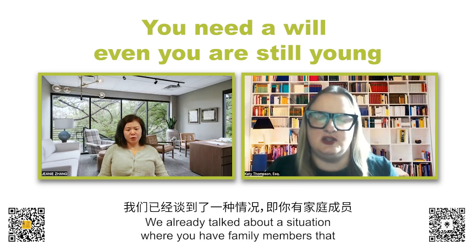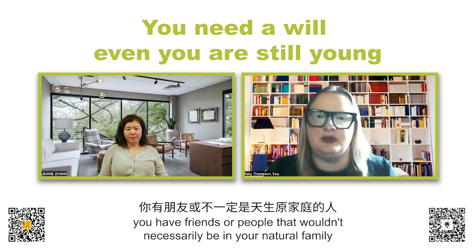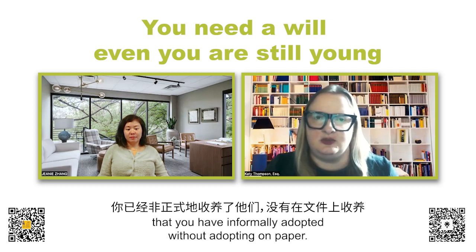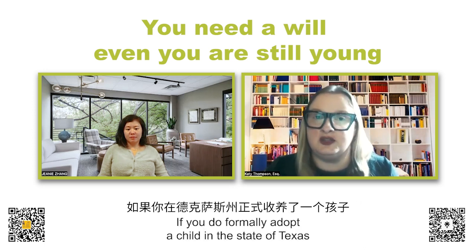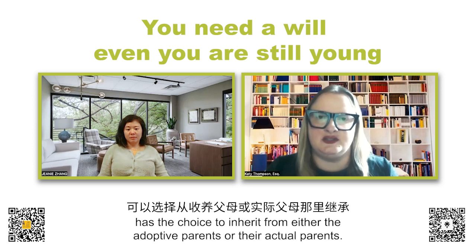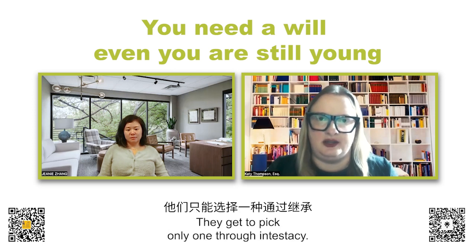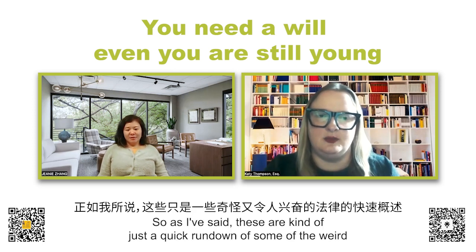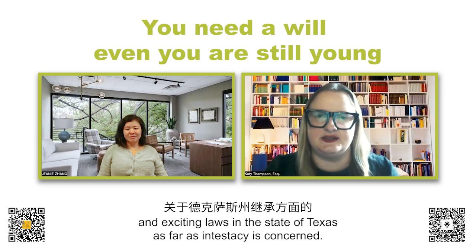We already talked about situations where you have family members, friends or people that wouldn't necessarily be in your natural family that you have informally adopted without adopting on paper. If you do formally adopt a child in the state of Texas, or even an adult, the adoptee has the choice to inherit from either the adoptive parents or their actual parents. They get to pick only one through intestacy. So as I've said, these are a quick rundown of some of the weird and exciting laws in the state of Texas as far as intestacy is concerned.